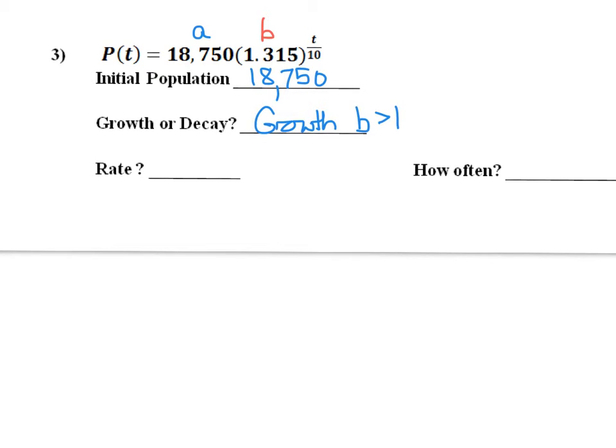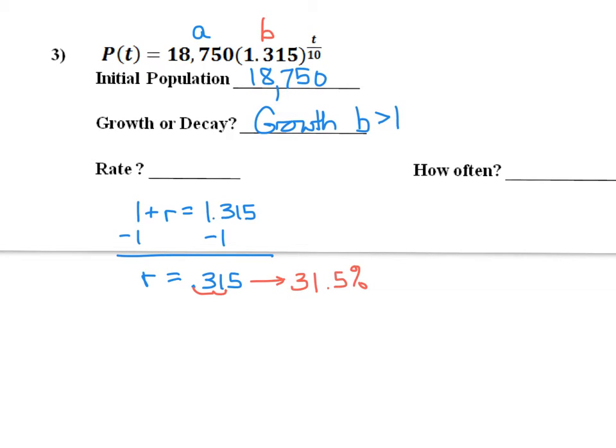Now we wanted to figure out the rate. So to find the rate, since I've got growth, my B value is equal to 1 plus R. So the B value of 1.315 is 1 plus R. Again, subtracting 1 from both sides of the equation, I have that R is equal to 0.315. Now take that decimal point and multiply by 100 by moving it 2 places to the right. So that tells us that I've got a growth rate of 31.5%. So I'm going to put that down for my rate value.